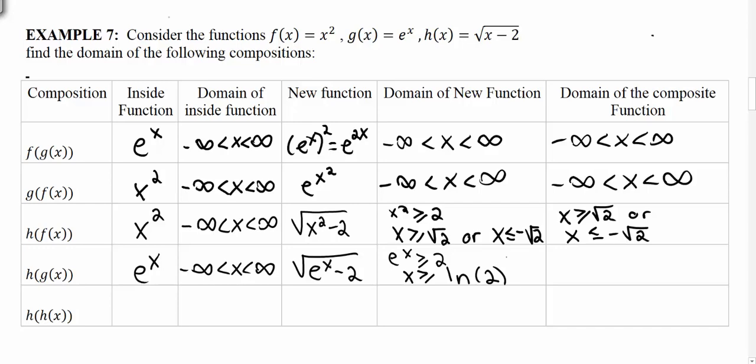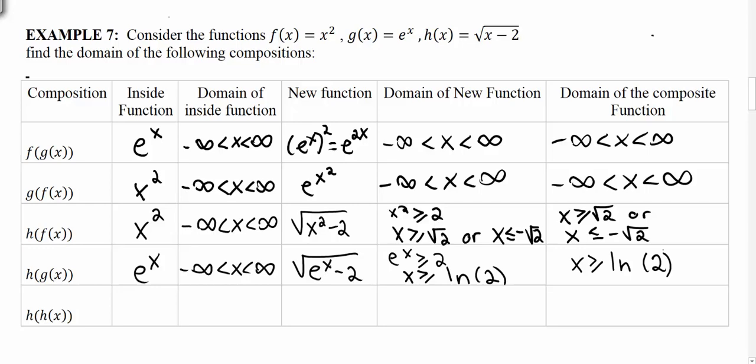Because when we take the natural log on the left, we also have to take the natural log on the right. So our domain here is more restricted on the new function, and therefore that will become the domain of the composite function. We need x to be greater than or equal to the natural log of 2.